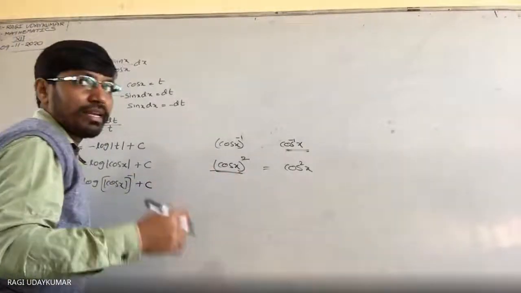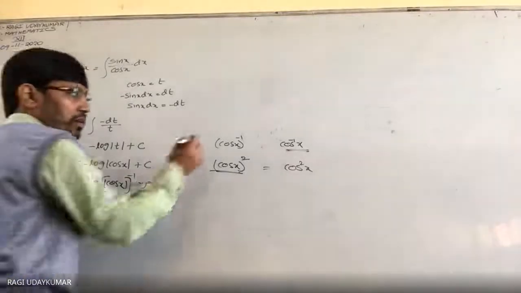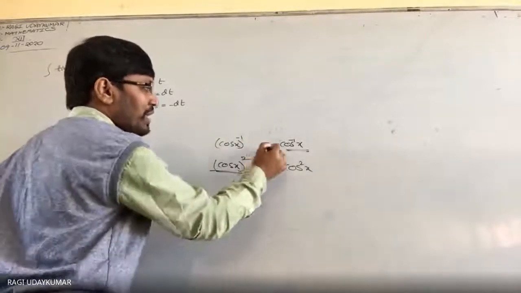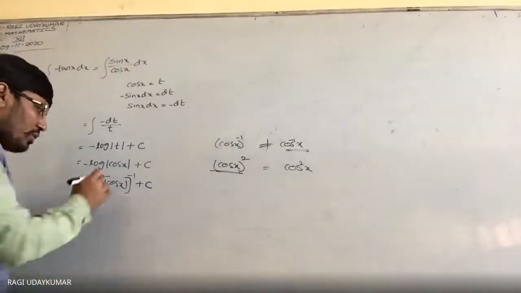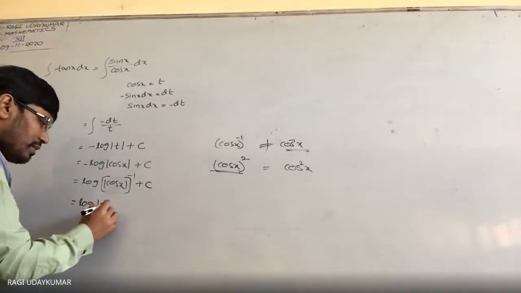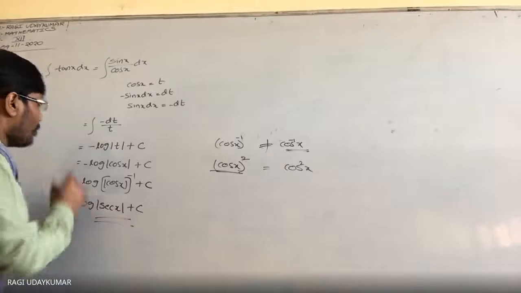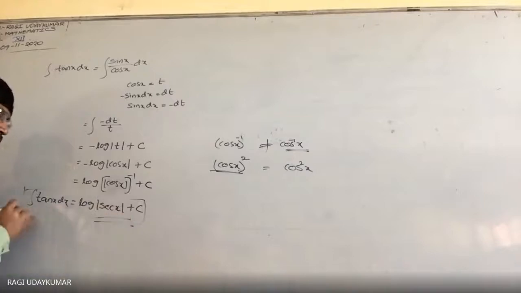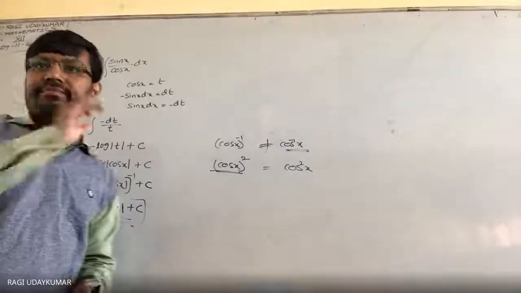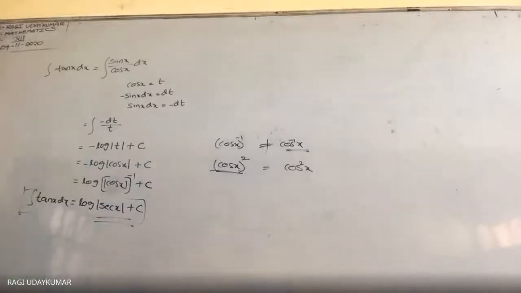Whenever you take the square, both are the same. These two are not equal. Did you understand? So here in this case, what are you going to get? Secant x plus c. So integration of tan x dx is equal to logarithm of secant x plus c. Did you understand this?